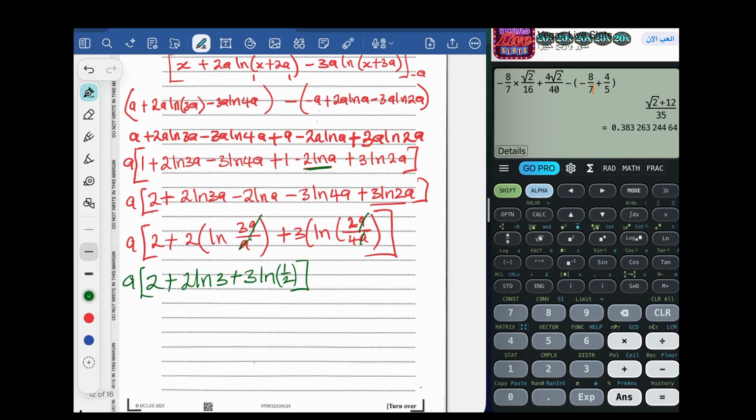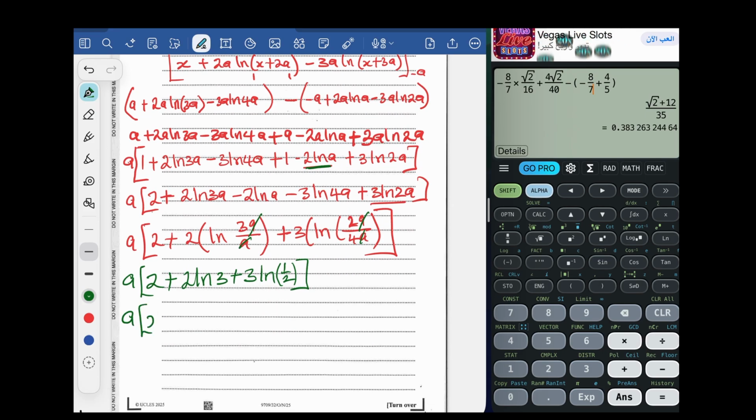Okay, so a 2 plus 2 ln 3 plus 3 ln 1 over 2. We can just do the ln once. So this is ln. Now this is 3 squared, right? So I'll just take one ln. So 3 to the power of 2 times 1 over 2 to the power of 3.